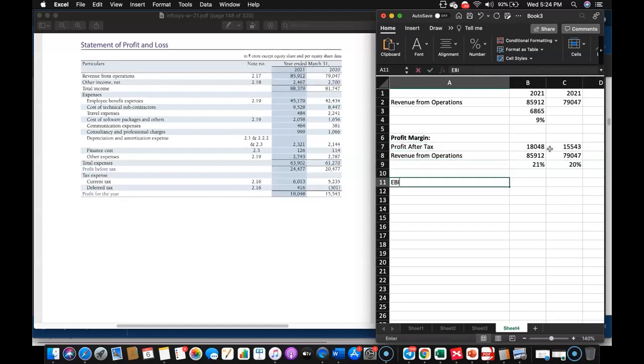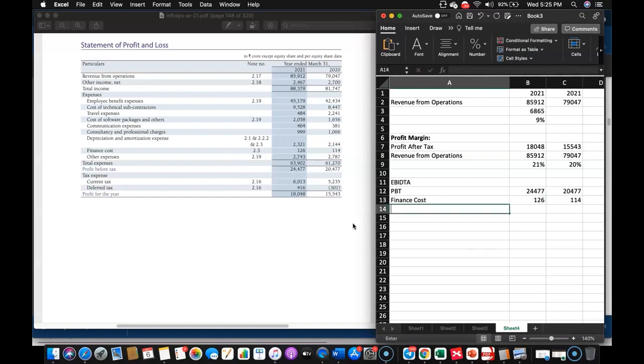Let us also calculate EBITDA. EBITDA is basically earnings before interest, depreciation and taxes. For that we have to take profit before tax, then add depreciation, amortization and interest. Profit before tax is 24,477 for the current year, 20,477 for the previous year. With that, let us add finance cost. I'm assuming this finance cost is interest cost, but it can be something else also. For understanding purpose, I'm limiting here. Otherwise, we have to go deeper into the schedule and pick up the interest cost. So it is 126 and 114.